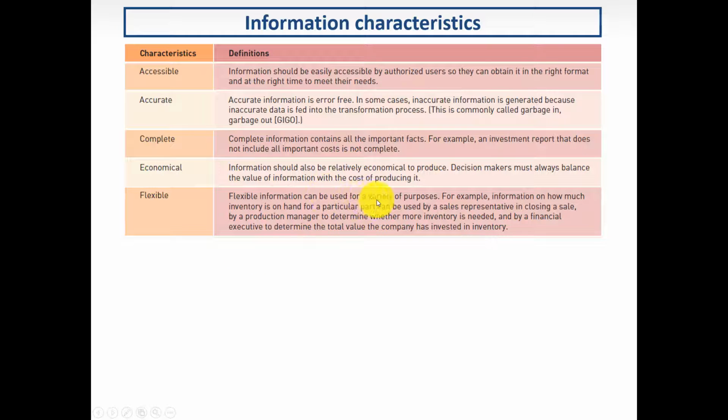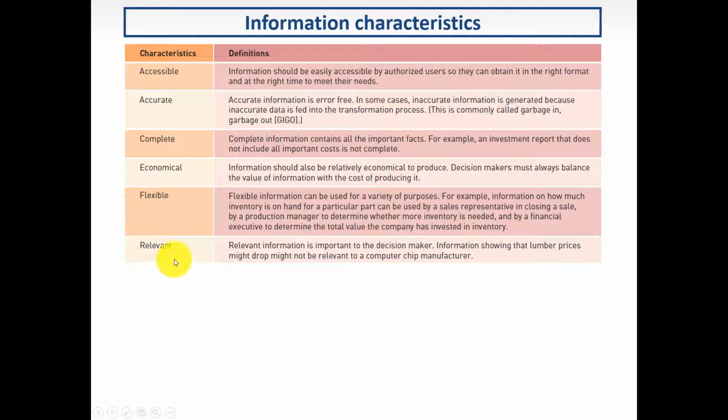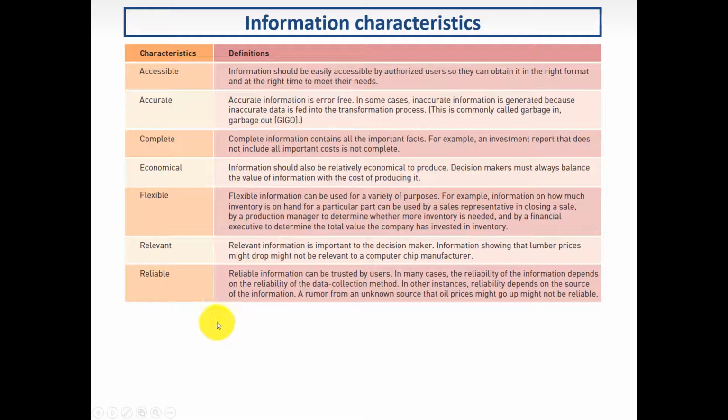Information should be flexible. It can be used for a variety of purposes. Think about demand forecast. Demand forecast can be used not only for operations, for planning how many items and which items need to be produced when, but it can also be used by human resources for manpower, headcount calculations, for finance as well, etc. So it's a flexible type of information. It should be relevant. It measures what matters to be measured. It's reliable. We can trust.